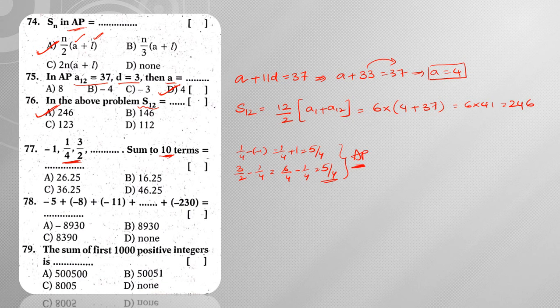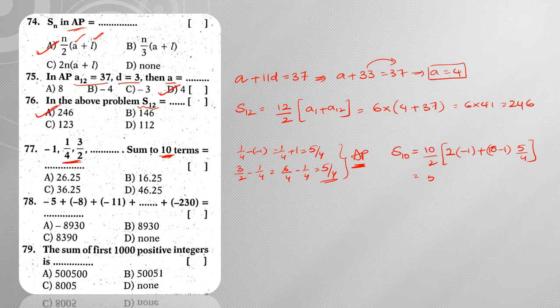So first of all, we need to verify whether it is in arithmetic progression or geometric progression. Now what do I need? I need to find out the sum of first 10 terms. So sum of first 10 terms means S10. So S10 is given by 10 by 2 into 2A plus n minus 1 into D. Because here we don't know the 10th term, that's why 2 into A. So what is A? A is nothing but minus 1 plus n minus 1, that means 10 minus 1 into D value. So what is D value? So D value is 5 by 4.